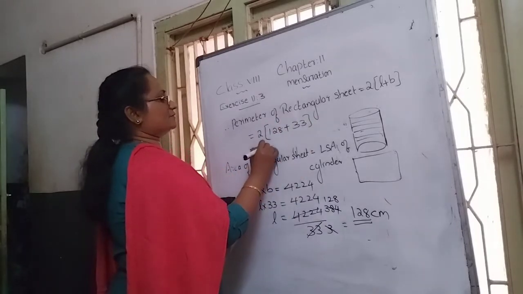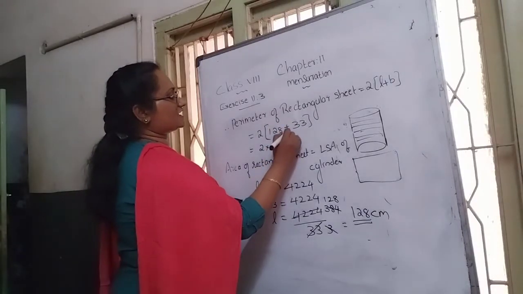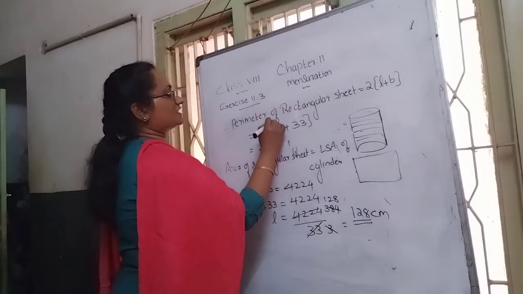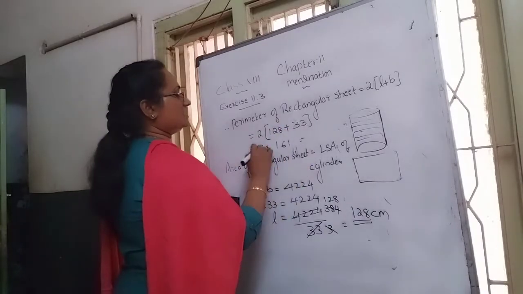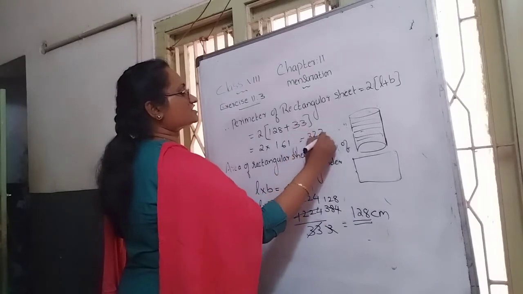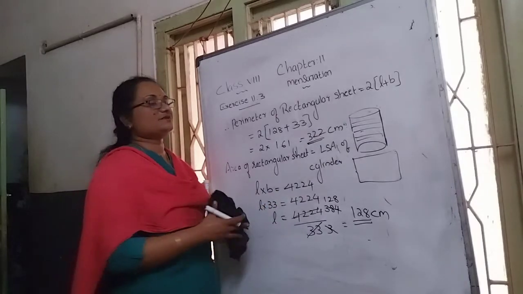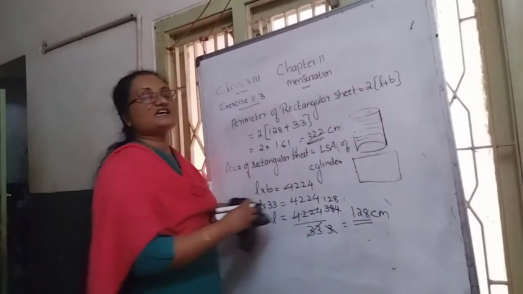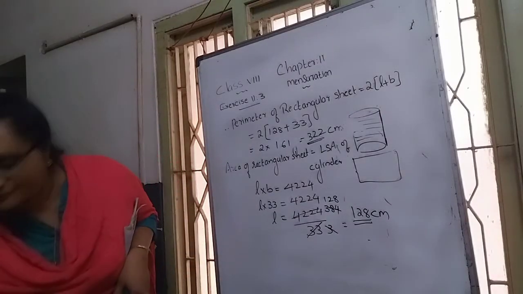Just add inside the bracket, then multiply with the outside 2. Adding 8 plus 3 comes to be 11. Remainder 1, 5, 6. So 161. Multiply: 2 into 1, 2, 2 sixes are 12. Remainder 1, 2. So how much will be coming there? Perimeter becomes 322 centimeter, the perimeter of this rectangular sheet. That is the meaning of this question.